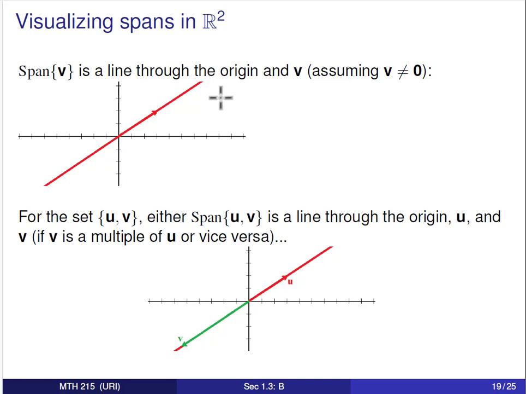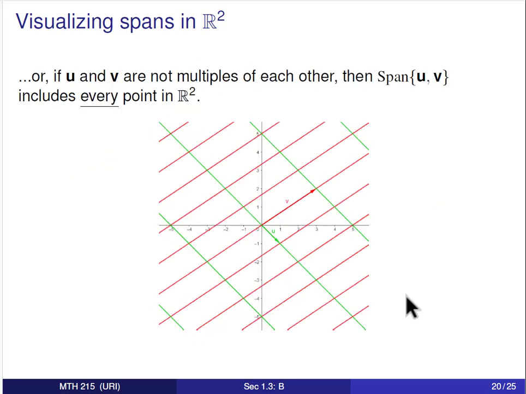Now if I have a set of two vectors from R2, the span of u, v could end up still being a line through the origin if u and v were either pointed in the same direction or exactly opposite. Or in other words, if u and v were multiples of each other, then scaling each of those and adding them together will still only give you something on that line through the origin. On the other hand, if u and v are not multiples of each other, then the span of u and v actually ends up including every point in R2.